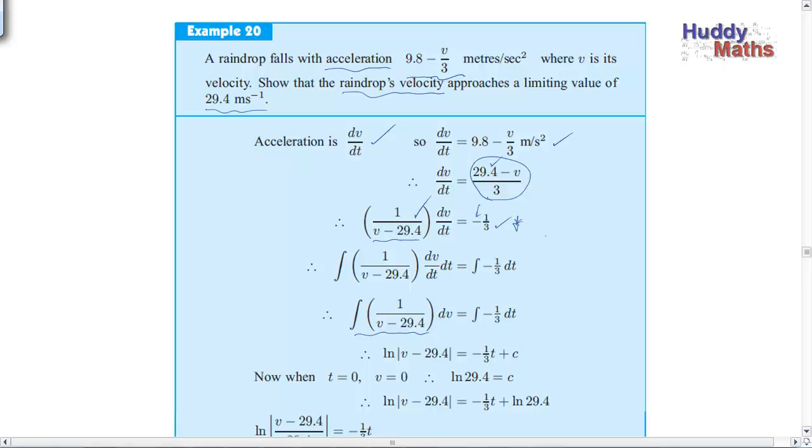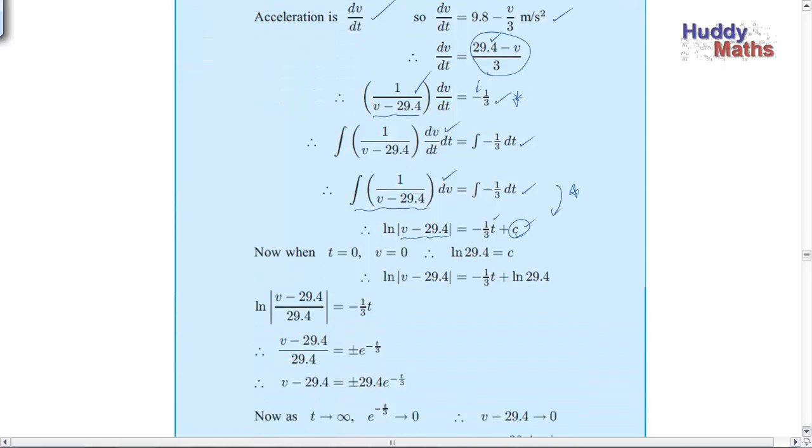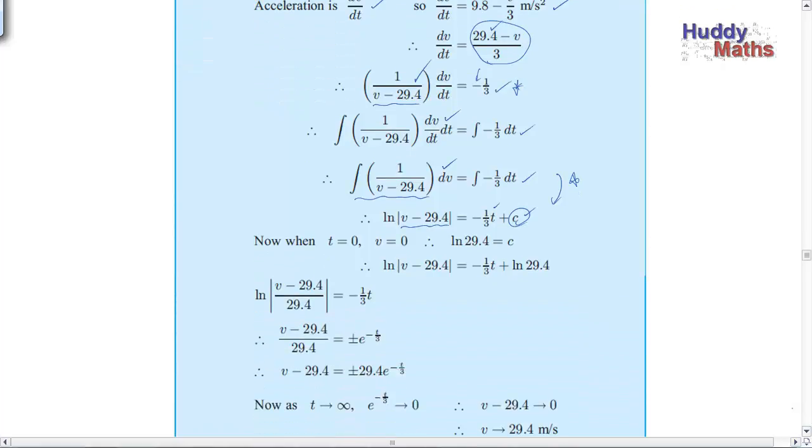And so we're going to integrate this. So here's our step showing the chain rule, which means we can just integrate with respect to v, and the integral of neg 1/3 here is neg 1/3 t plus c. Do the integrations at the same time, so you only have to put in one constant of integration. Okay, so the ln of mod v take 29.4. Modulus has to come back because we don't know whether v take 29.4 will be a negative.